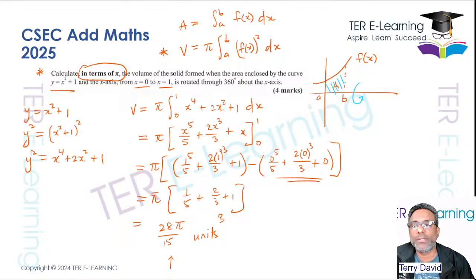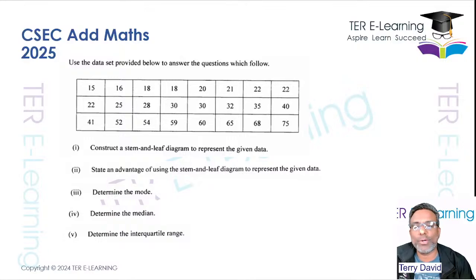All right, so I'm going to make a little switch here. The last question in the exam, some of you could get some marks. Let's have a look at this question here. One of the things they like to bring is either stem and leaf diagrams, or something called a box and whisker plot. So we have some data here. Use the data set provided to answer the following questions.